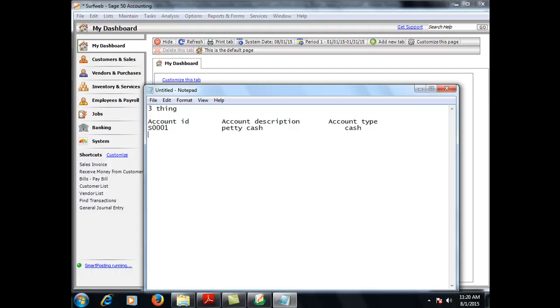Then two, maybe I have S0002. Here again, you can have something like bank. In school, in our balance sheets, we have work for bank, right? We also have cash, all those stuff.